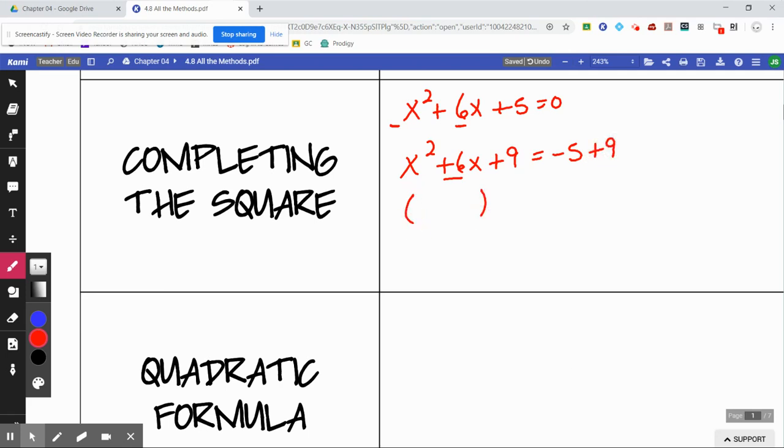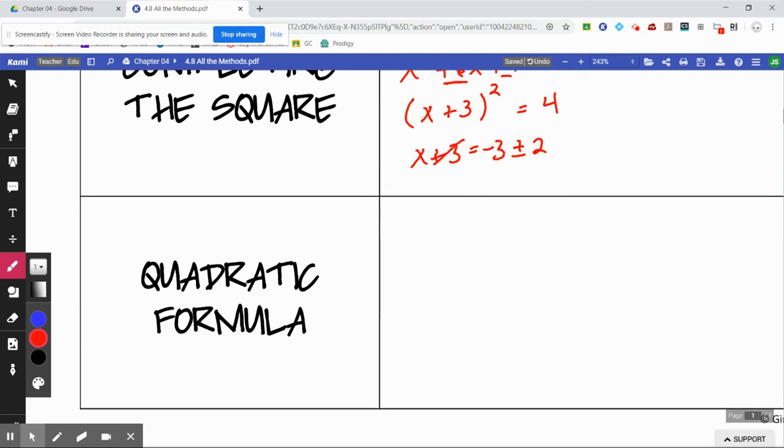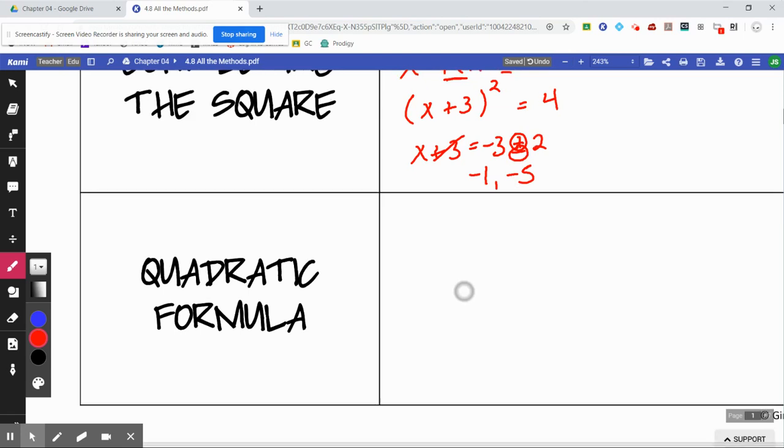You now factor. It should be a perfect square, so x adds to 6, multiplies to 9, a positive 3 and a positive 3. Negative 5 plus 9 on the other side is a 4. You now have x plus 3 squared. To get rid of the square, we're going to do plus and minus the square root of 4, which is 2. Move the 3 over, and that's going to be your two answers. Your first answer is negative 3 plus 2, which is negative 1. Your next answer is negative 3 minus 2, which is negative 5.